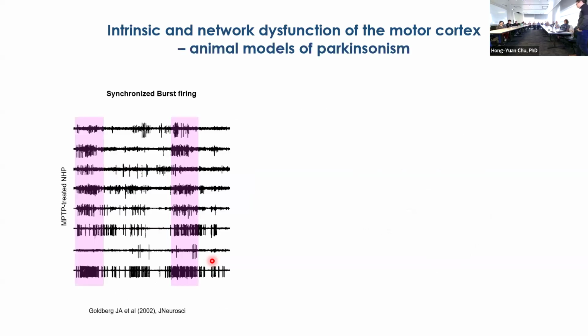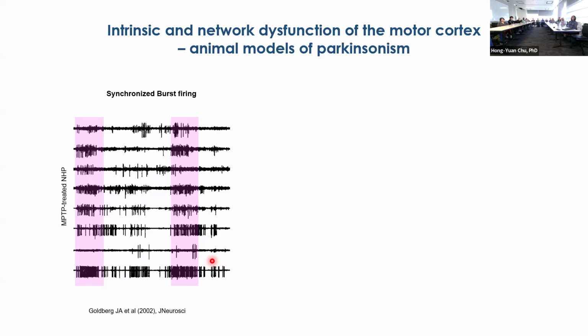So in the animal studies, there's also a lot of evidence suggesting that cortical neuron activity is dramatically altered. This is the early study by George Goldberg. In this study, they recorded from MPTP-treated Parkinsonian monkeys, and this is neuronal activity from the cerebral cortex. You can clearly appreciate this highly synchronized bursting pattern of activity.